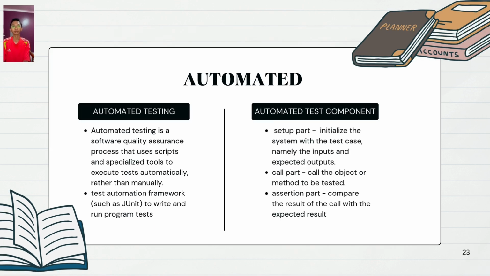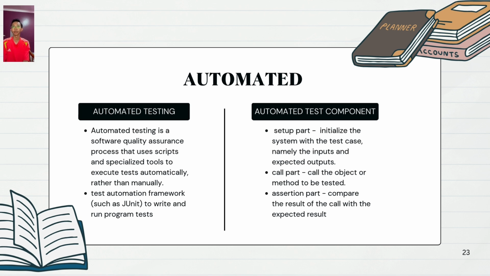Inheritance makes it more difficult to design object class tests, as the information to be tested is not localized. Okay, for automated testing, automated testing is any software quality assurance process that uses scripts and specialized tools to execute tests automatically rather than manually. A test automation framework, such as JUnit, is used to write and run program tests.